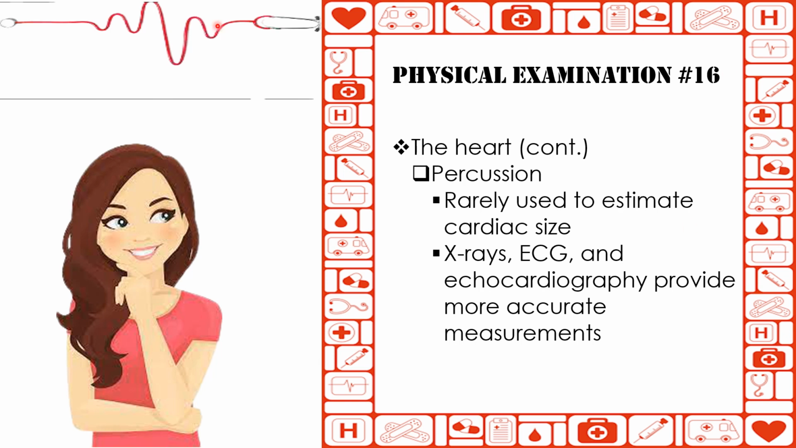So moving on to another technique of doing the physical examination of the heart, we can use percussion. However, this is rarely used to estimate cardiac size. ECG, X-rays, and echocardiography provide more accurate measurements. However, palpation of the apical impulse can also provide a rough size estimate. When you cannot feel the apical impulse, percussion may be your only tool, but it may not be reliable.